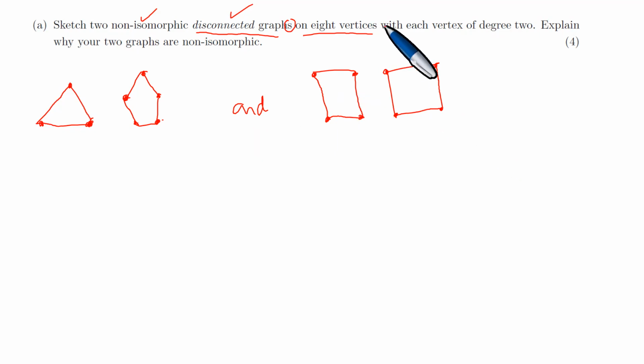Disconnected, okay, with each vertex of degree 2. Very important extra condition: each vertex of degree 2. You can see here degree 2, degree 2, degree 2. Each one is of degree 2. So this also is on 8 vertices. They were not specific, but they said we need to explain why the two graphs are not isomorphic.